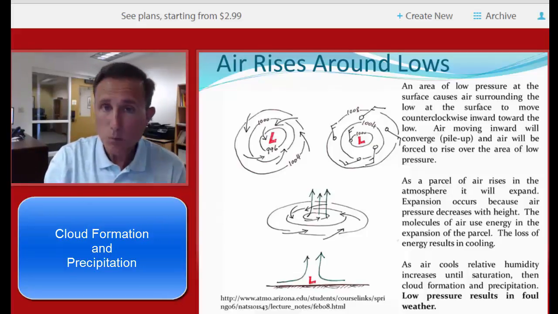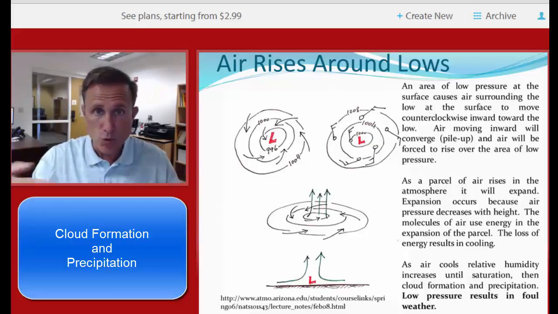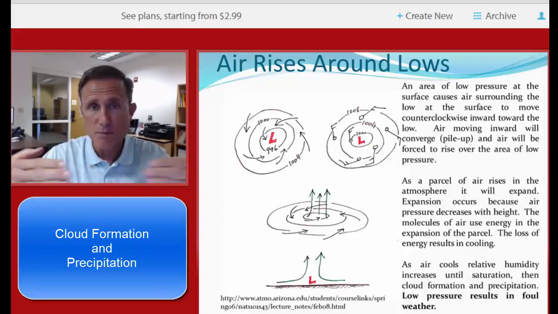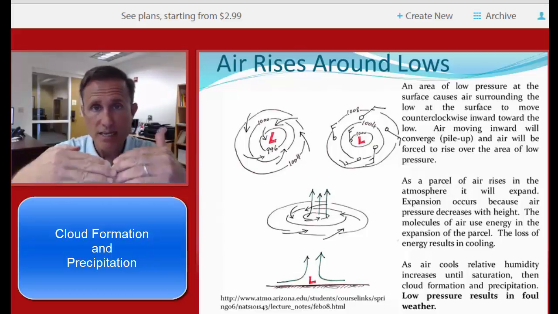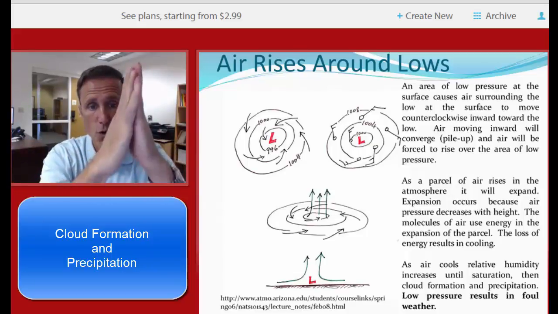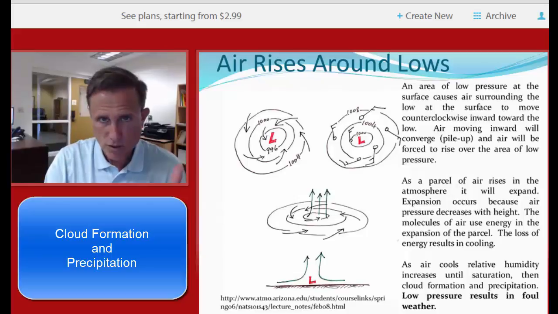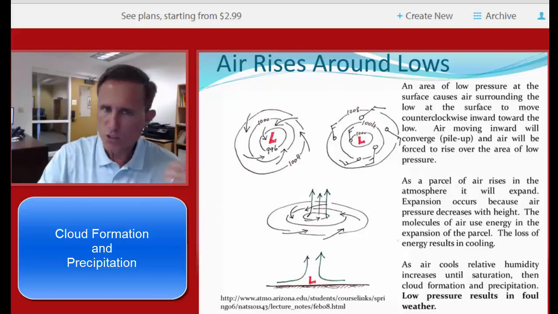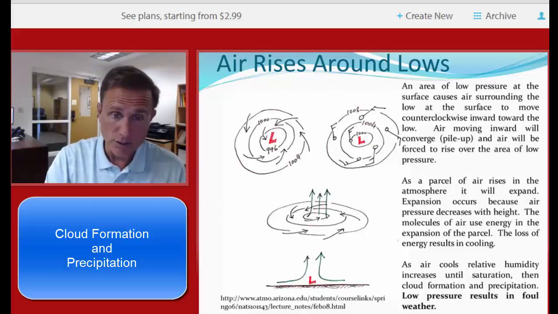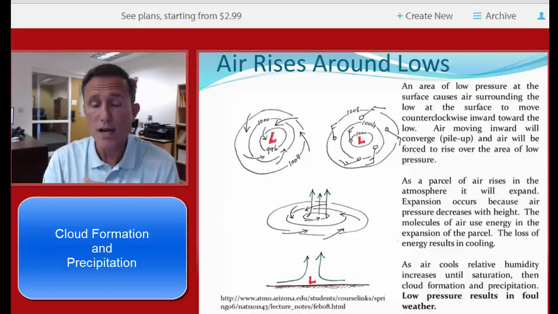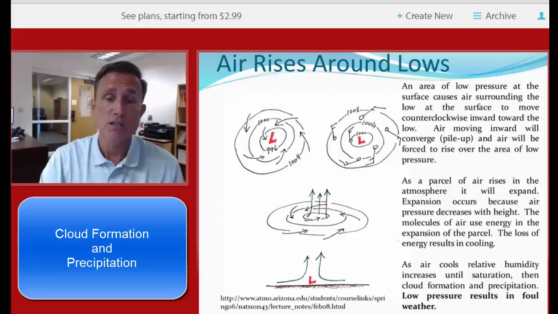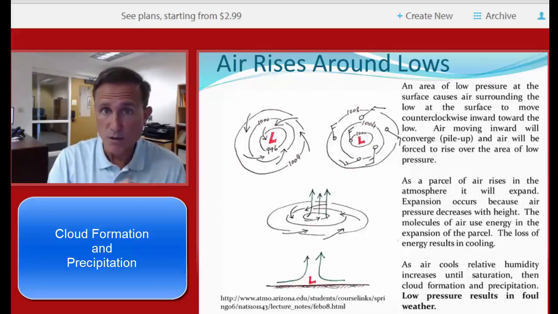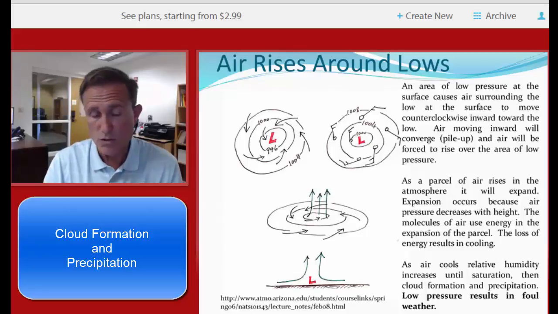So air moving inward is said to be converging. It's running into itself, and mass can't occupy the same space at the same time. So as that air converges, it can't go into the ground. It's forced to go up. So air moving inward towards an area of surface low pressure piles up and is forced to rise over the area of low pressure. As a parcel is forced to rise, it will expand. Expansion occurs because pressure decreases with height. The molecules use up some of their energy in that expansion, and that results in cooling.